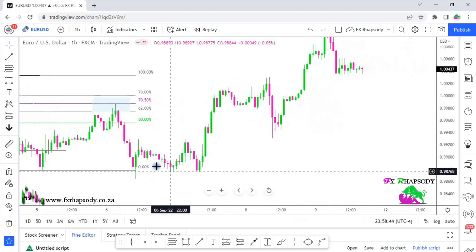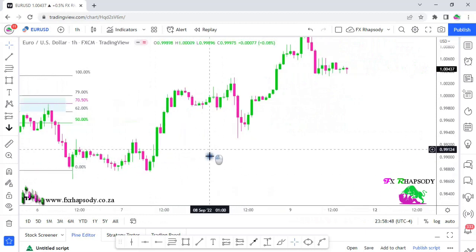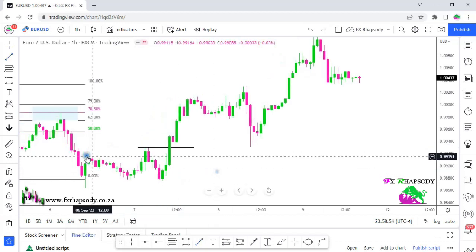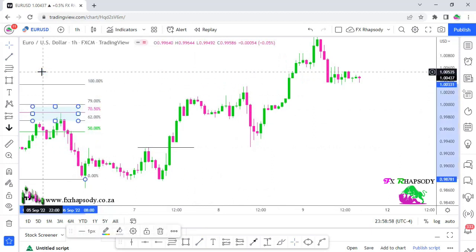So price consolidating in this low area, and then breaking structure once again. This area over here is the area of structure that is broken. So again, there's a high that was left here. Just taking this out so you can see again.